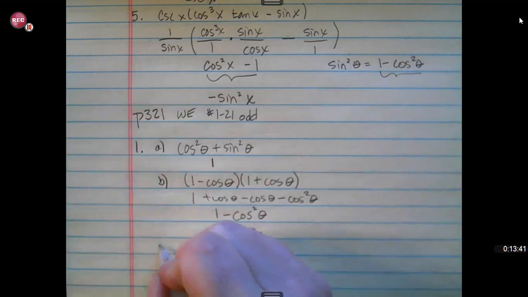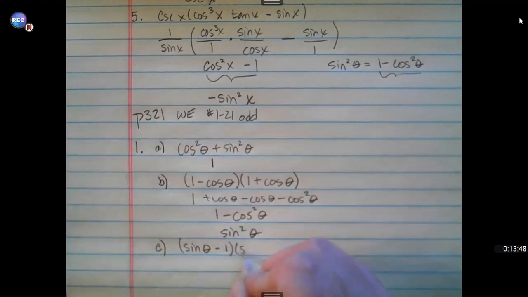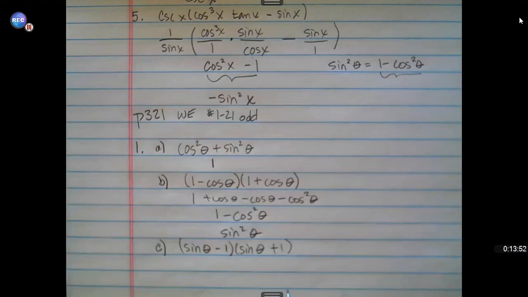And then part C is sine theta minus 1 times sine theta plus 1. So my suggestion would be multiply that thing out.